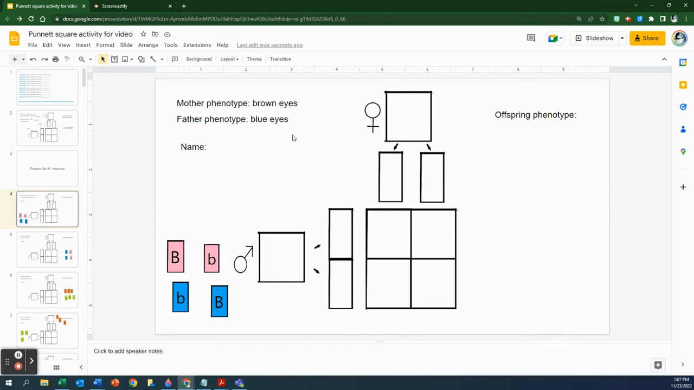So if we've got a father with blue eyes, I told you that in order for the recessive to show, you always have to have two of the recessive gene.